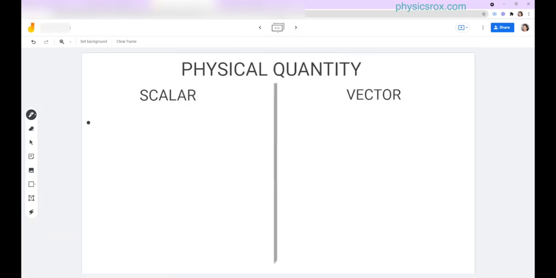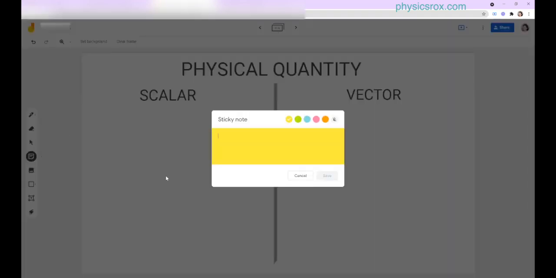That one was just to sketch. So what is scalar? I use sticky notes. Scalar quantities are quantities that have magnitude only. Do you know what magnitude means?